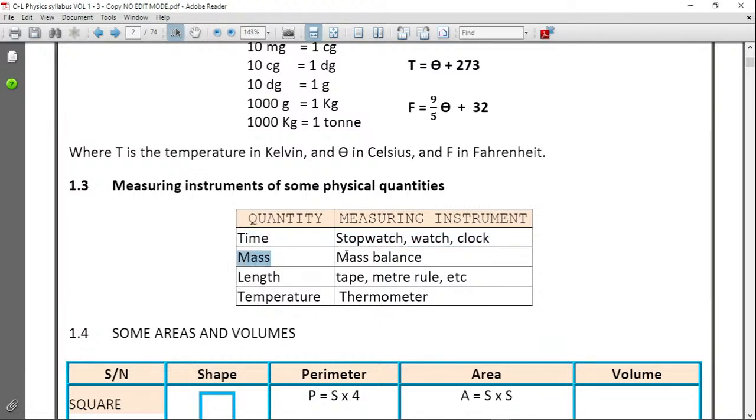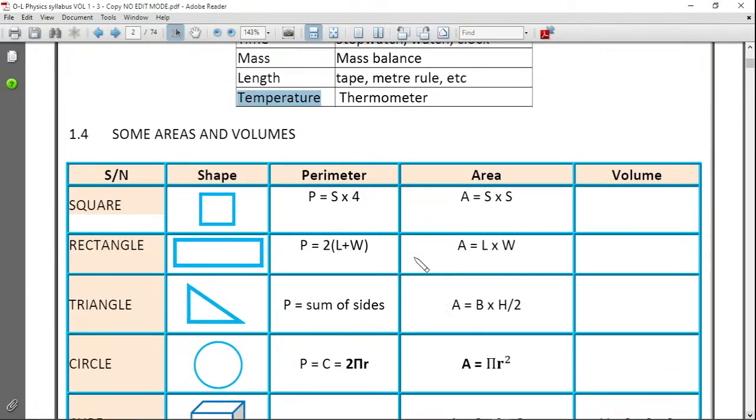Then mass is measured with the mass balance. Though we equally have other balances for mass, the measuring instrument in the lab for mass is the mass balance. Then length is measured with a tape or metal rule in the laboratory, but in the lab they mostly use the metal rule. Then temperature is measured with a thermometer. And of course, we have all of these few conversions here.